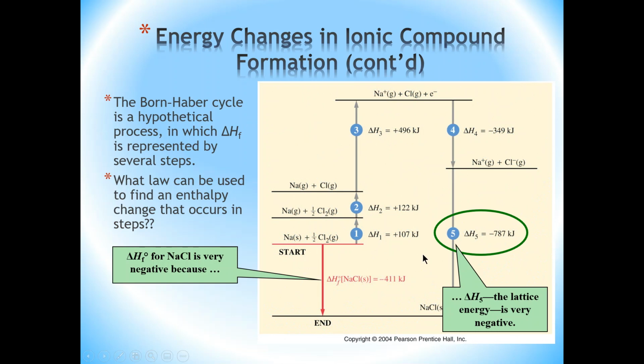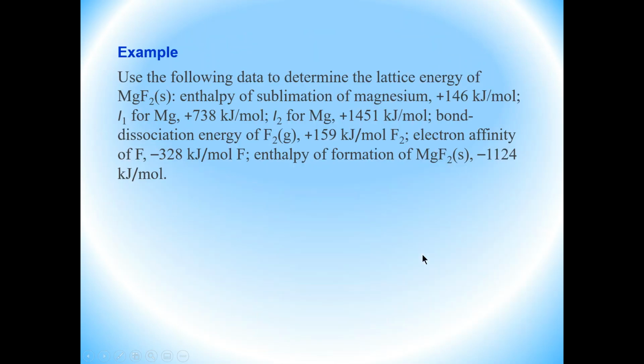All right, so here is an example of a Born-Haber cycle type problem. It says use the following data to determine the lattice energy of magnesium fluoride. It gives you some values for the enthalpy of sublimation of magnesium, the first ionization energy and the second ionization energy of magnesium, the bond dissociation energy of fluorine, the electron affinity of the fluorine atom, and the enthalpy of formation of magnesium fluoride.